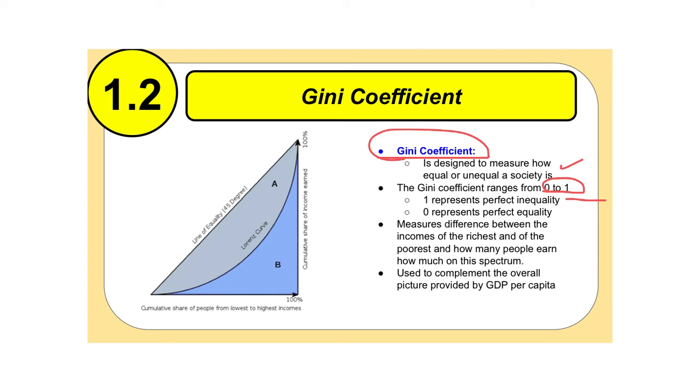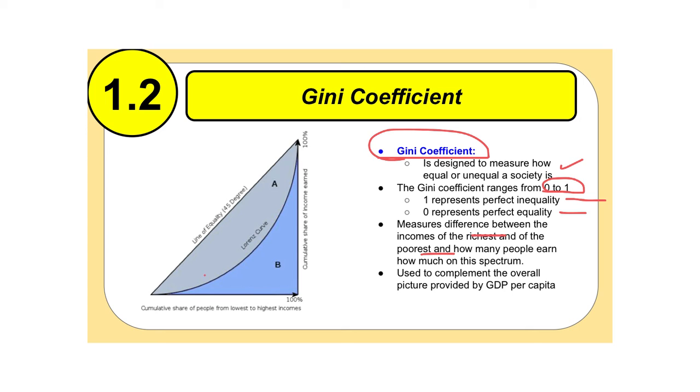So this means that you're getting where basically the haves have everything and the have-nots have absolutely nothing. So this will be perfect inequality. And then if you're getting closer and closer to 0, this will be perfect equality, where everybody is perfectly sharing everything. Now, the Gini coefficient measures differences between incomes of the richest and the poorest, and then how many people earn how much on that particular spectrum.